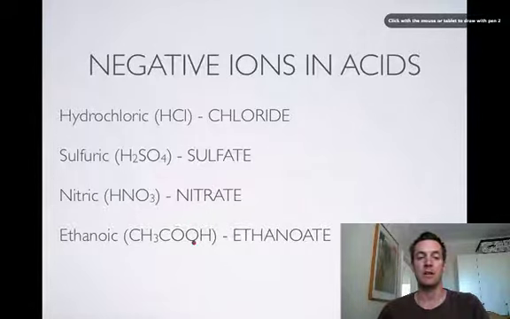And an ethanoate ion, CH3COO-. So when ethanoic acid loses its H, we've got an ethanoate ion. Notice there, the negative ion that we've got in acid is what's left after we've removed the H's, so after the H plus of the acid has reacted. Okay. So off we go.